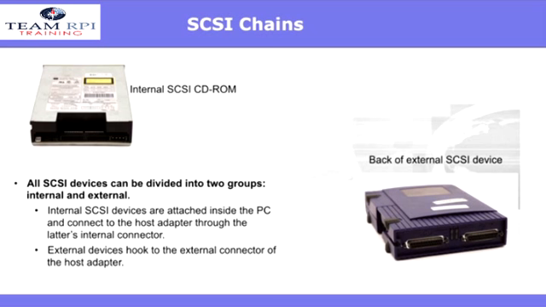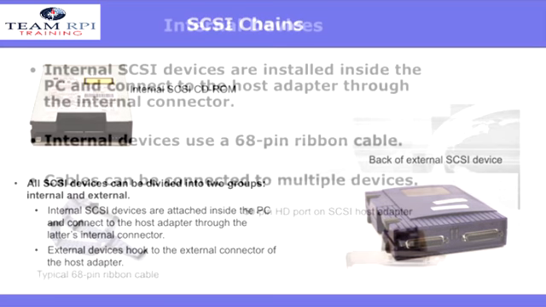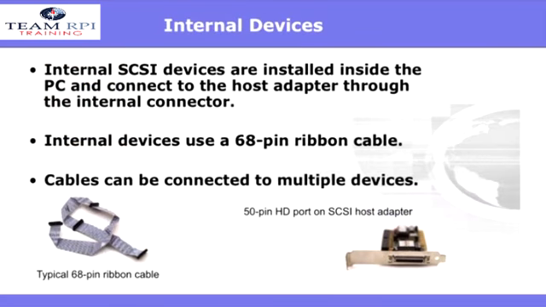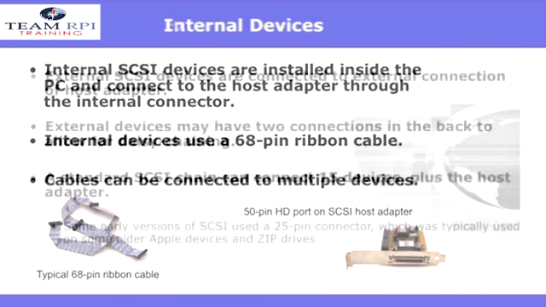So since you're required to have the two groups, internal and external, you need to understand what they do. The internal SCSI devices are attached inside the PC and connected to the host adapter through the internal connector. External devices hook to the external connector of the host adapter. Internal devices use a 68-pin ribbon cable. You see one of those below.